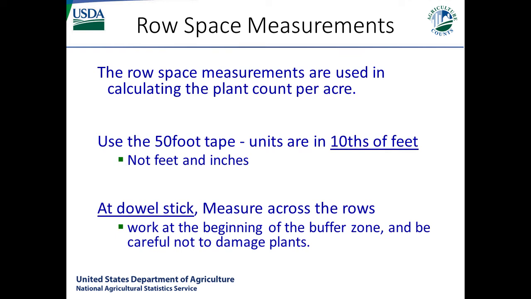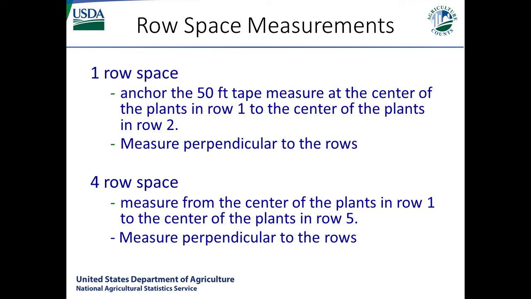The row space measurements are used to help determine the plant count per acre. The 50-foot tape, which shows feet and tenths of feet, is to be used to take row space measurements. The 2 row space measurements, row 1 to row 2 and row 1 to row 5, should be taken at the beginning of the buffer zone going perpendicular to the rows. Please be very careful as you make the row space measurements. It is critical to measure perpendicular to the rows to get an accurate measurement. Going across rows at an angle will be inaccurate.